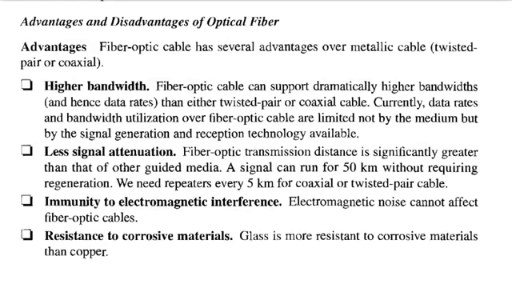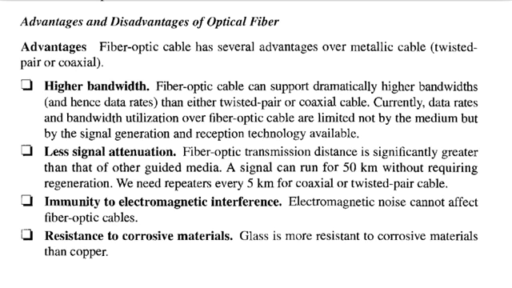Advantages and disadvantages of optical fiber. Advantages. Fiber optic cable has several advantages over metallic cable, twisted pair or coaxial. First, higher bandwidth. Fiber optic cable can support dramatically higher bandwidths than either twisted pair or coaxial cable. Currently, data rates and bandwidth utilization over fiber optic cable are limited not by the medium but by the signal generation and reception technology available.